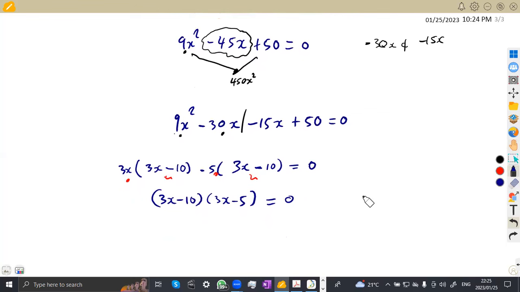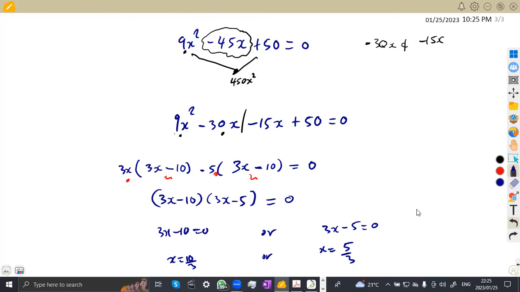If we are to transpose, we can just write 3x minus 10 is equal to 0, or 3x minus 5 is equal to 0. So if we transpose negative 10 to the other side, it's going to be positive 10. Then you divide by 3. So x is equivalent to positive 10 over 3, or x is equivalent to, if you transpose 5 to the other side, that is going to be a positive, you divide by 3, which is going to be 5 over 3.